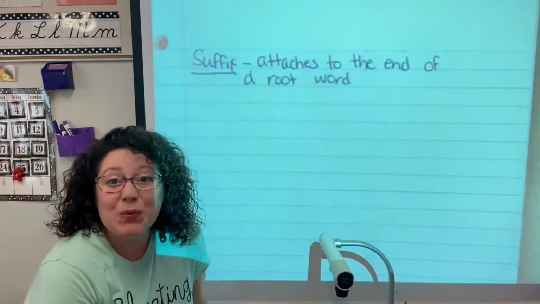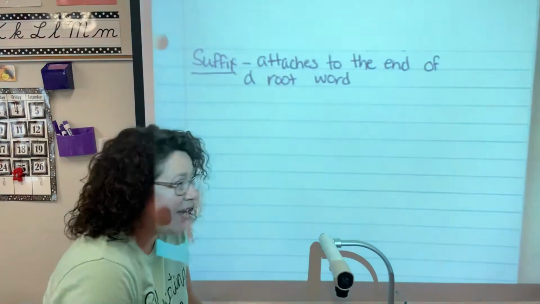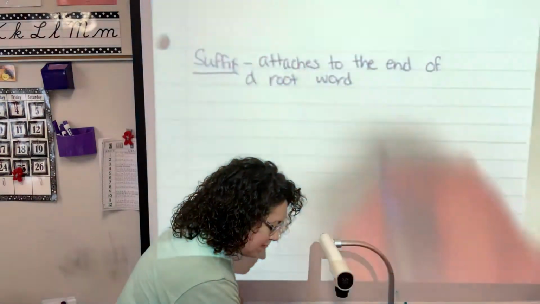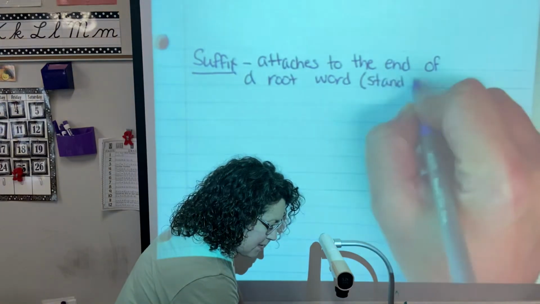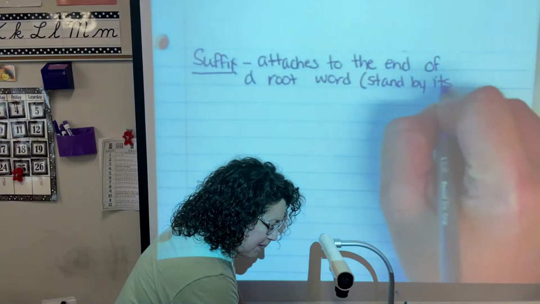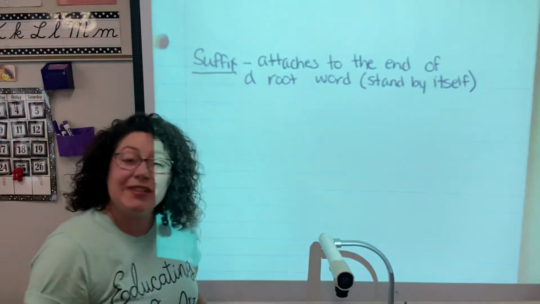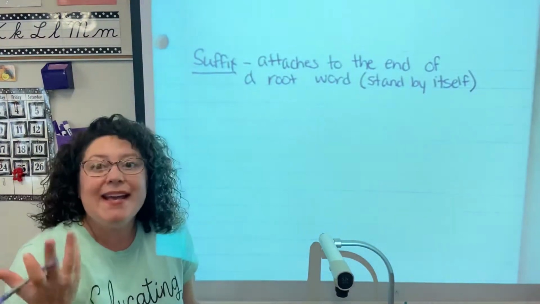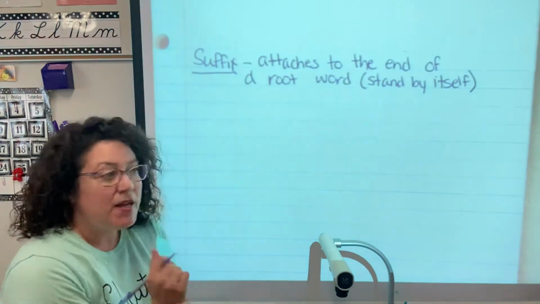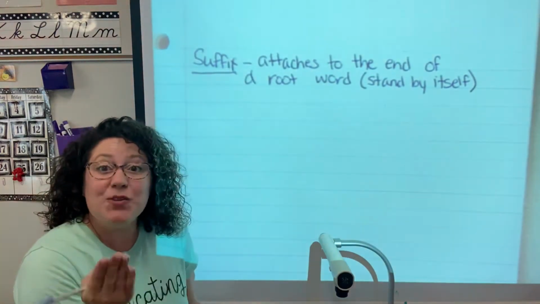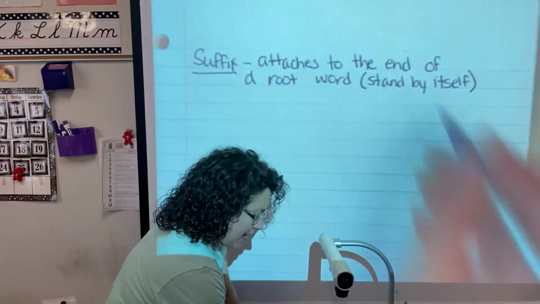And what is a root word? A root word can stand by itself, meaning the word has meaning all by itself. You don't have to add something to it. So a suffix, we add to the end of the root word, okay?